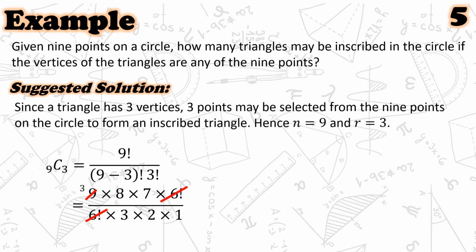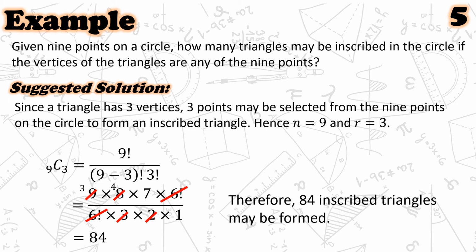Also, we have 9 over 3 that is equal to 3. And then we have 8 over 2 that is equal to 4. Hence, we have 3 times 4 times 7 equal to 84. So we have 84 inscribed triangles that may be formed.